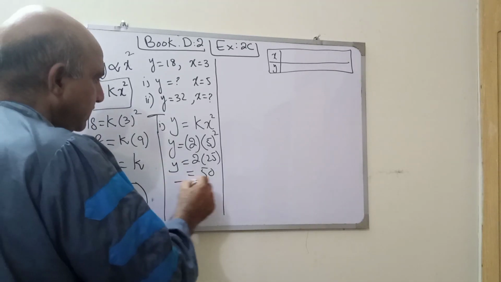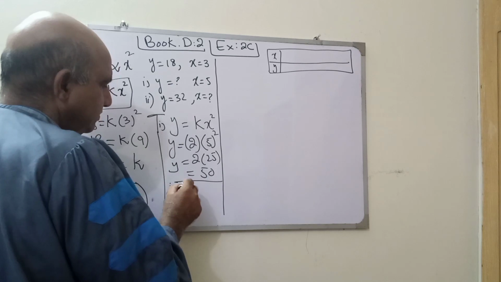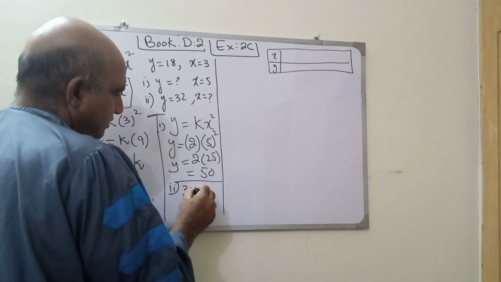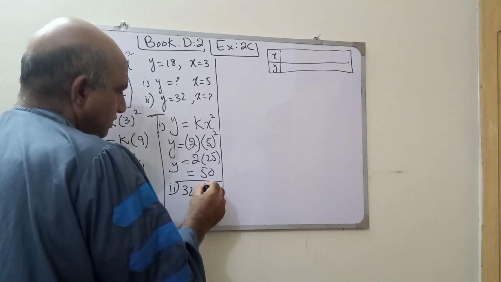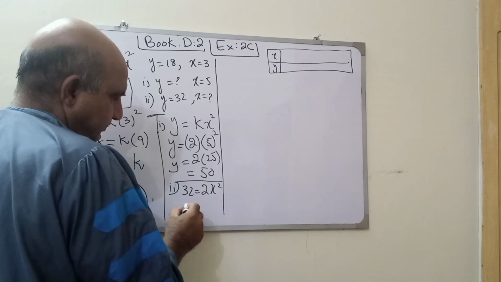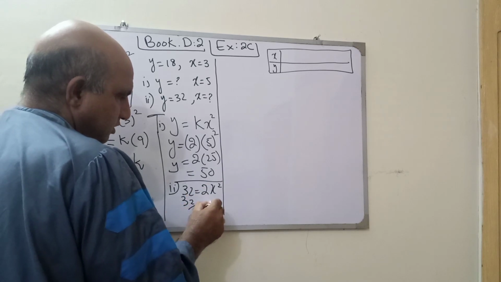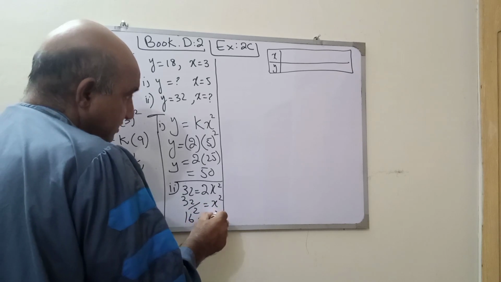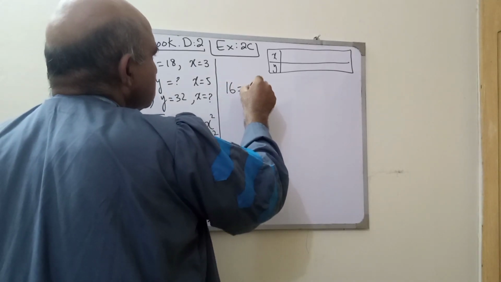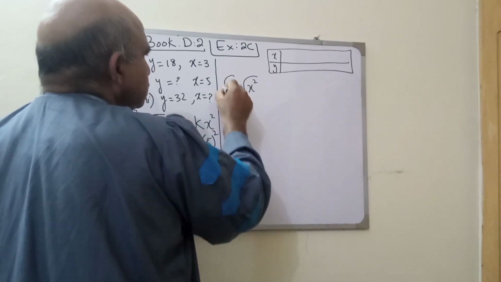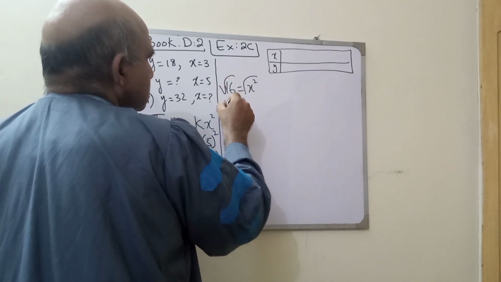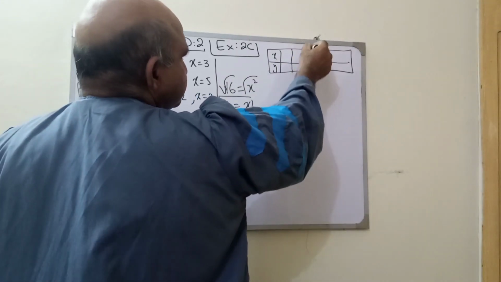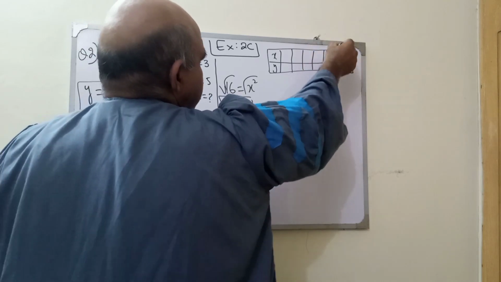Now again, part 2. Here for part 2, we have the value of y, that is 32, equal to 2 into x squared. So 32 over 2 is equal to x squared. So 16 is equal to x squared. Take root on both sides. So 4 is equal to x. Right? Here we have solved the question.